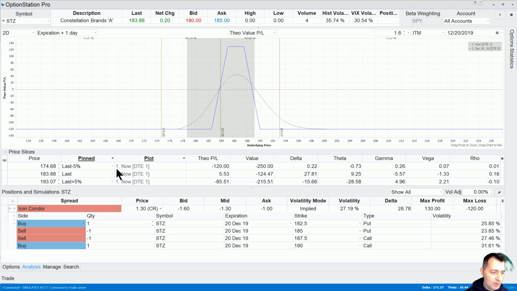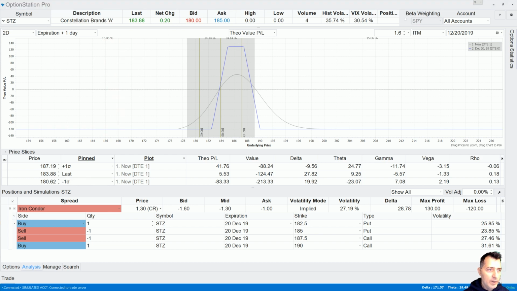Okay, and then what we're gonna do in this beginning part of the process is to change the -5% to be +1 standard deviation and -1 standard deviation, and that sets a range going from 180 something to 187 something. That would be the expected range for price to travel between now until tomorrow at the end of the trading day, which is December 20.